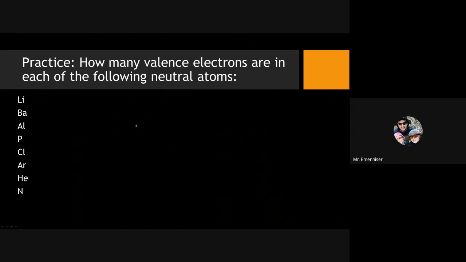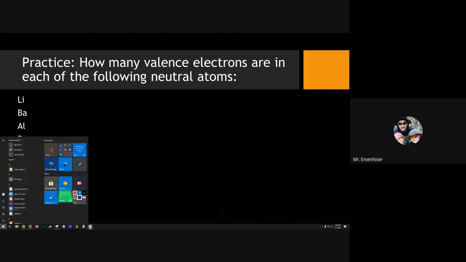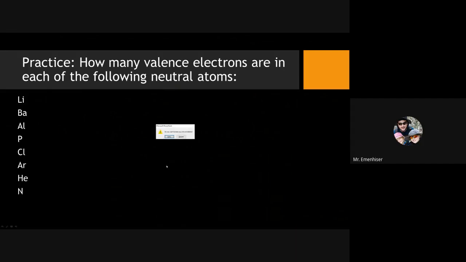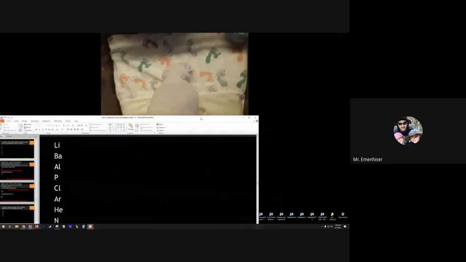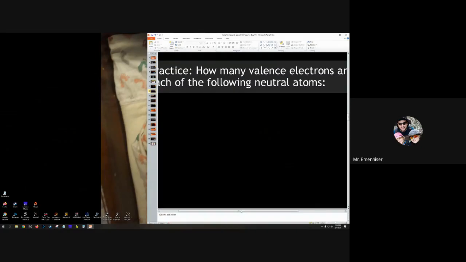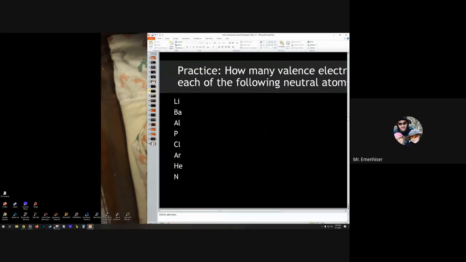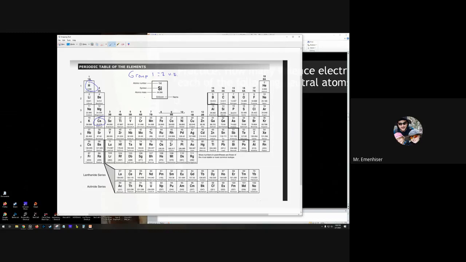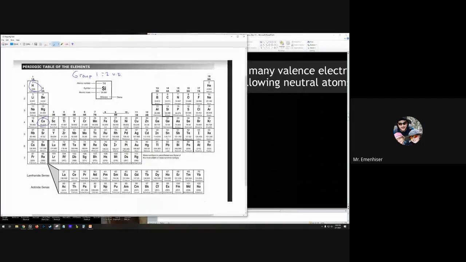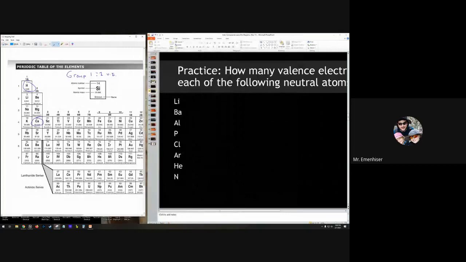All right, so how many valence electrons are in each of the following neutral atoms? Well, if we look on our periodic table, let's get it up here. Okay, so let's just circle these elements on the periodic table and identify how many valence electrons they're going to have.